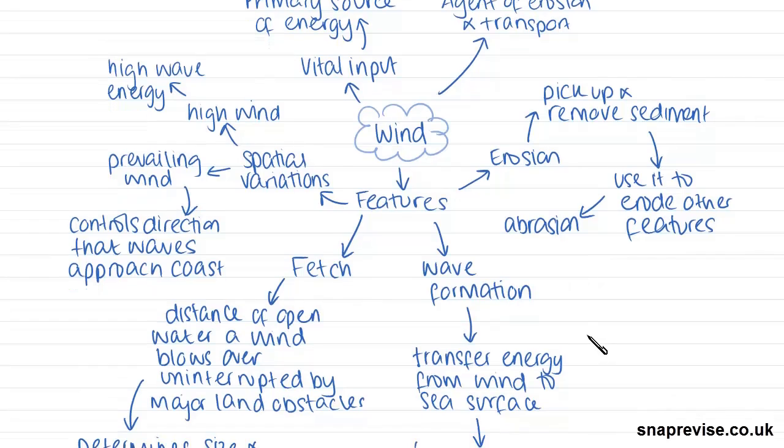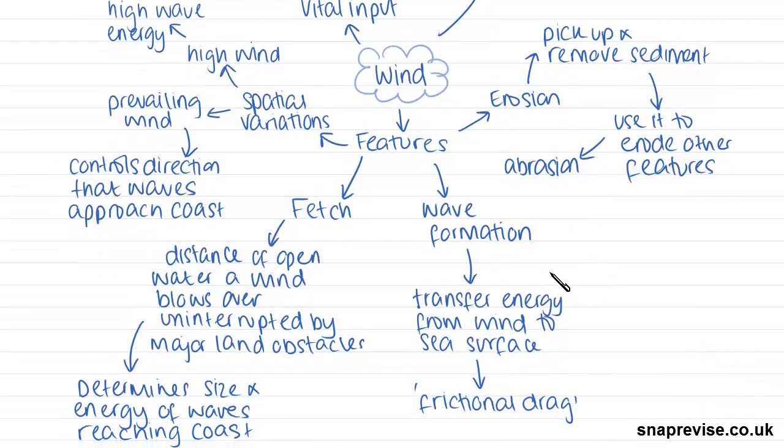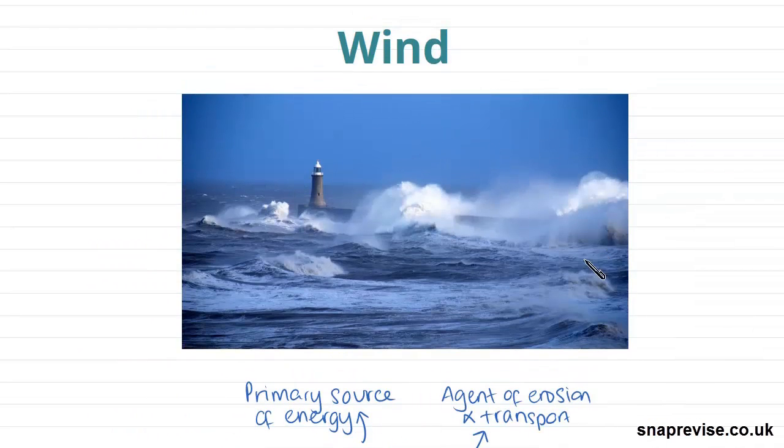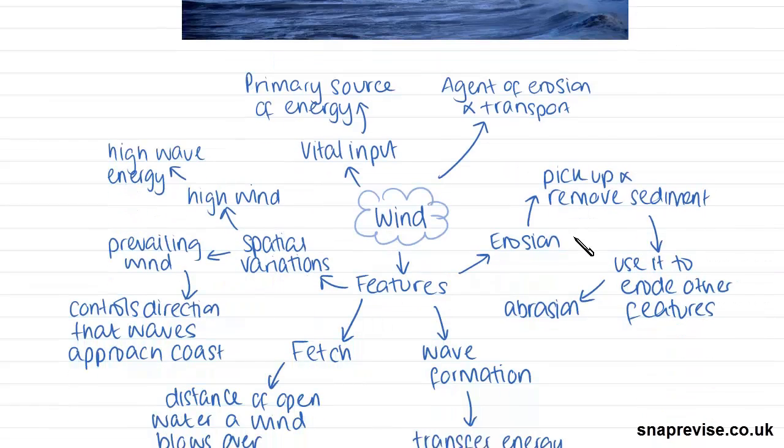It's also very important in wave formation as the energy from the wind is transferred to the surface of the ocean through a process called frictional drag, and this is what creates waves, as we can see in this photograph here. So the energy is being transferred from the wind to the sea.